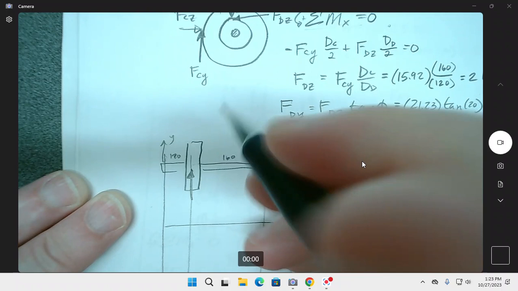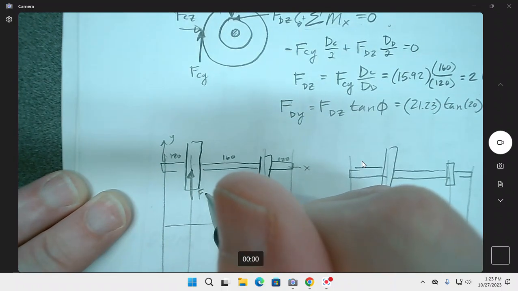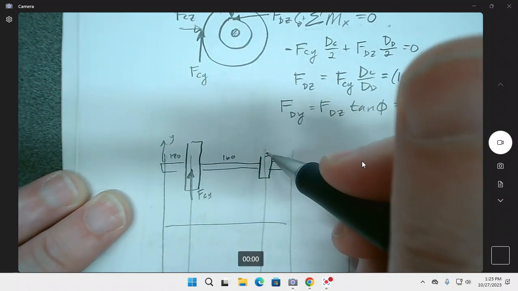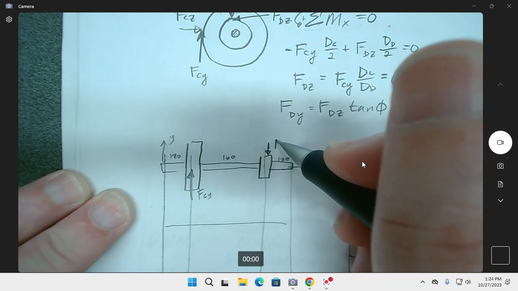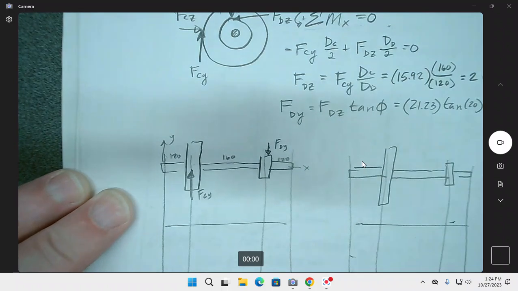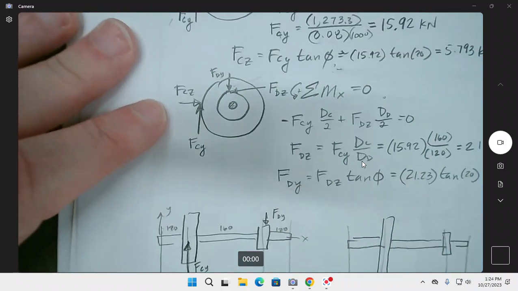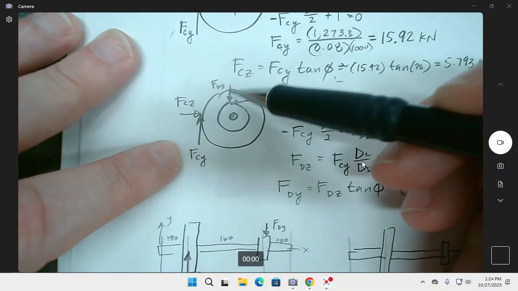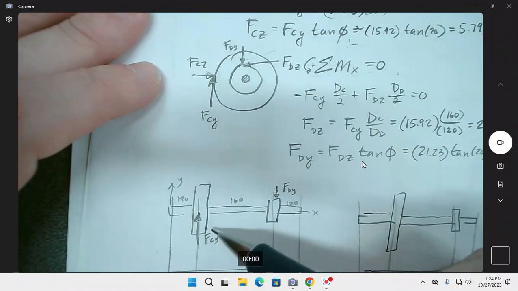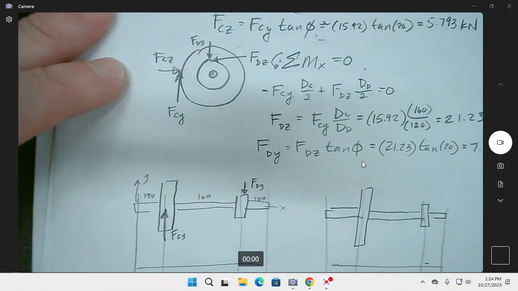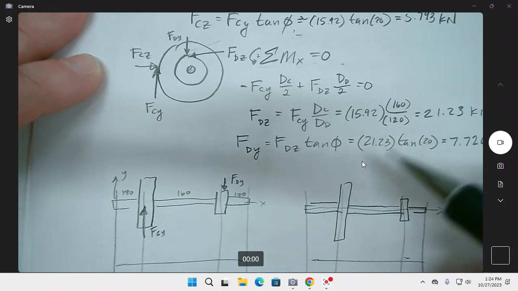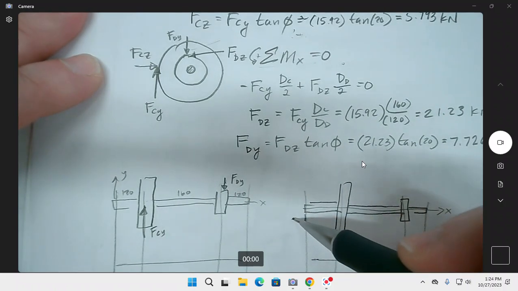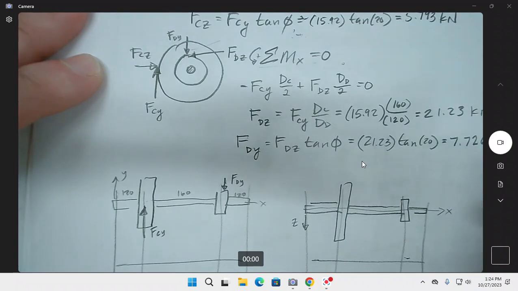And we're going to have F, CY, and then on top, we're going to have F, DY. So we're going to see that one and that one here and here. And then in the other view, here's our X, here's our Z, which is weird because we're looking that direction, but it's fine.